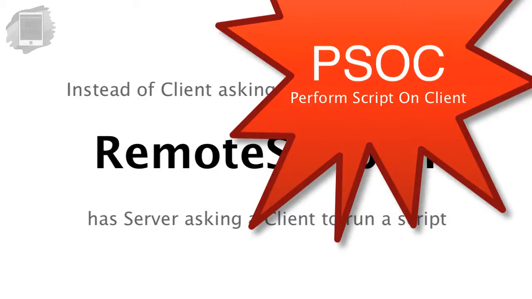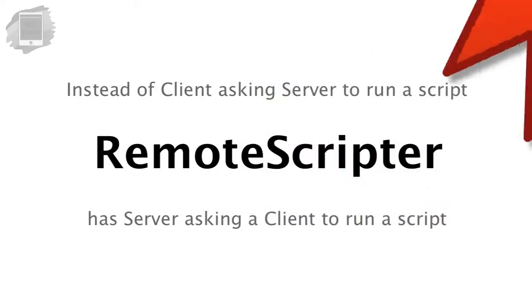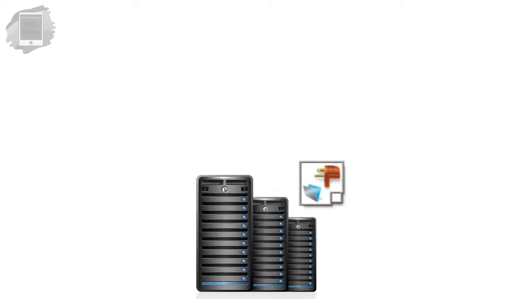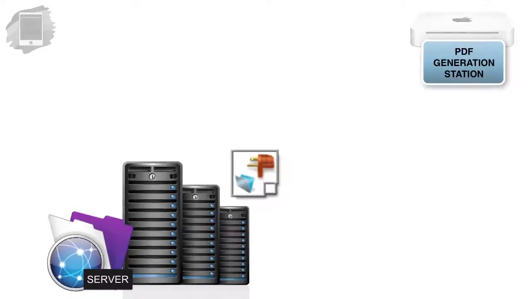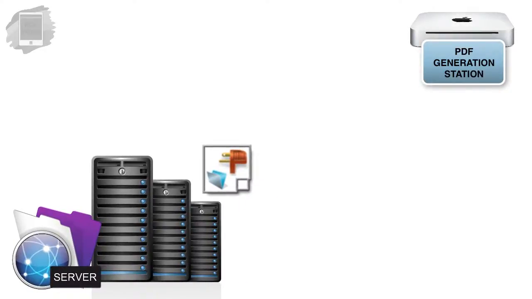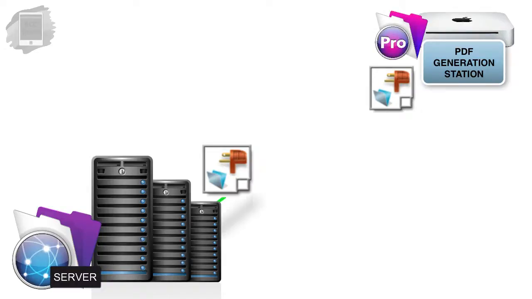Exactly. And the other thing is that while I would say that typically most people do install RemoteScripter and the FileMaker client on the same physical computer as FileMaker Server, it doesn't need to be that way. If you want a dedicated PDF generation station, you could have a Mac Mini sitting in a corner somewhere that runs the RemoteScripter plugin and the FileMaker client and could receive networked calls from the server.